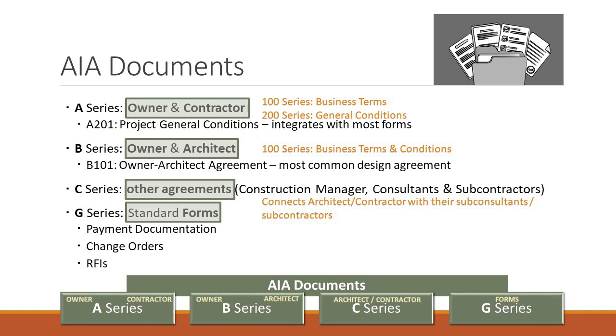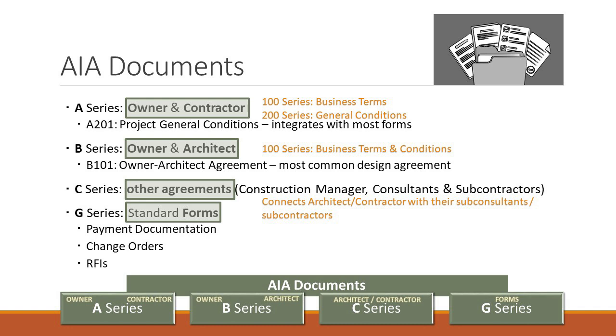The C series is a series that connects the dots between whether it's the contractor and its subs or the architect and its consultants. So there's going to be some C-series documents that are going to be contractor-subcontractor. And there's going to be other C-series documents that are architect and electrical engineer, or they're design consultants. So C covers both design and construction, whereas A is construction, B is design, C covers both. The owner is not going to be a signatory to any of the C-series documents.